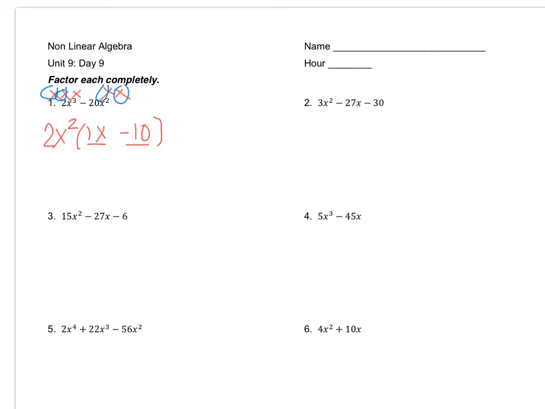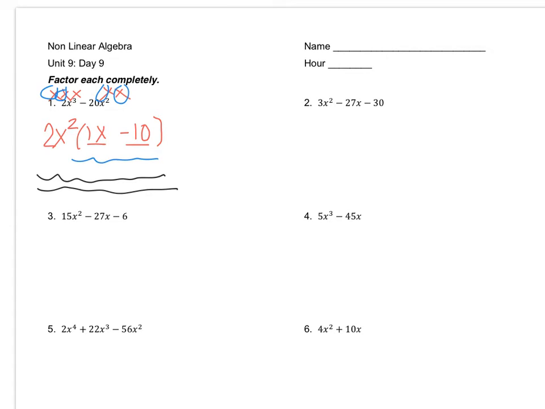Now, you need to look at what's in parentheses here. I have 2 terms. It's a binomial. It is also subtraction. So you have to look to see, is it a difference of perfect squares? 1 is a perfect square. 10 is not. There's nothing times itself that gives you 10. So you are actually done with this problem. This right here is your final answer.